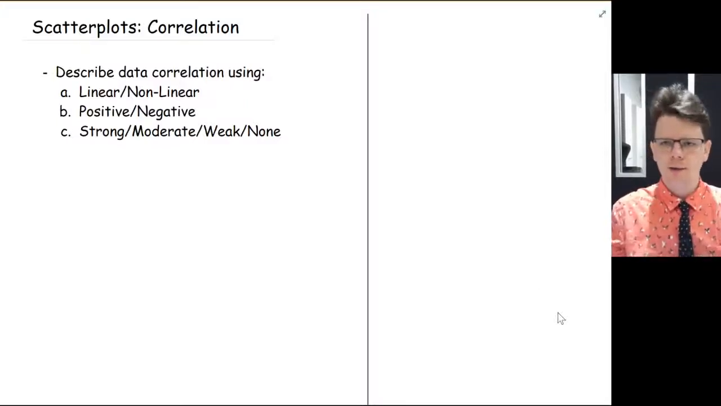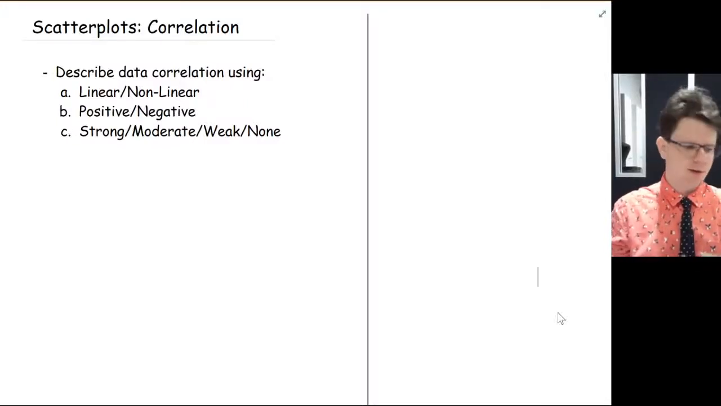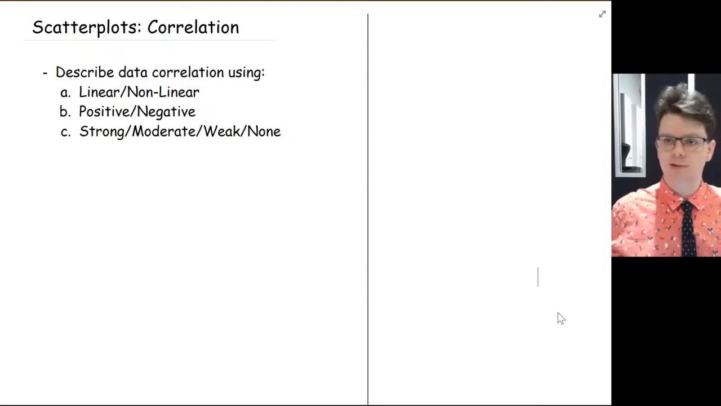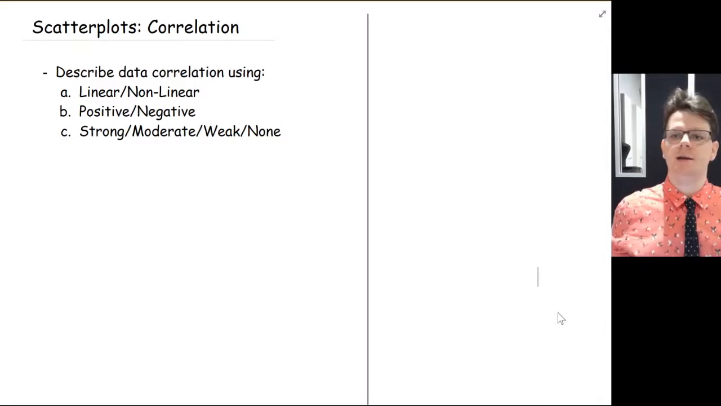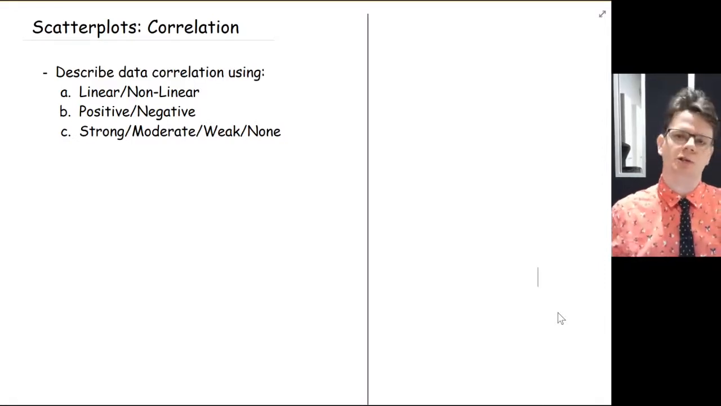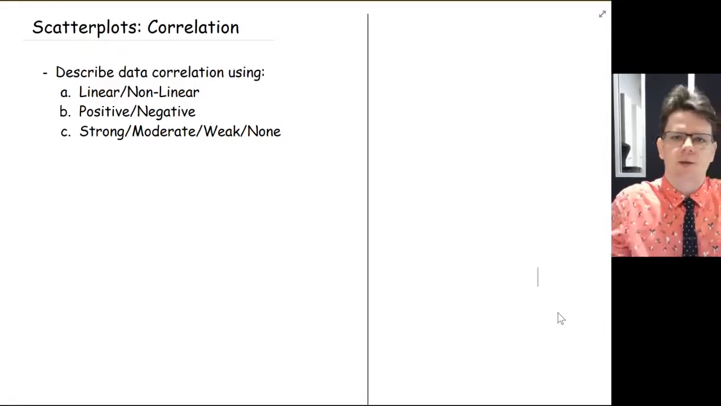Alrighty, welcome to the world of scatterplots. And the first thing we need to be able to do is recognize what a scatterplot looks like. And once we've got that down, then I want to start talking about correlation. And correlation basically means, how do we describe it?